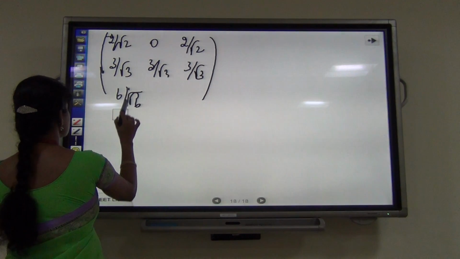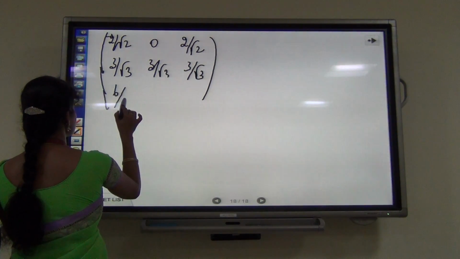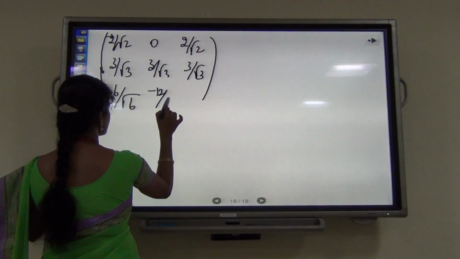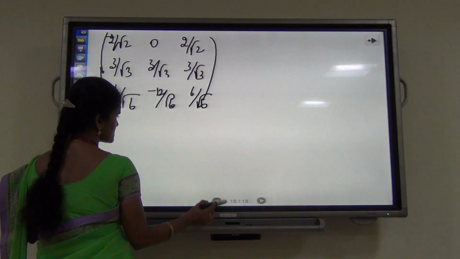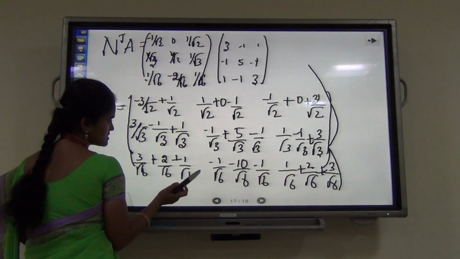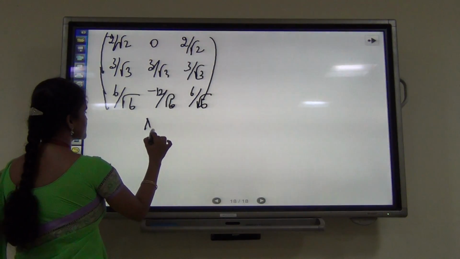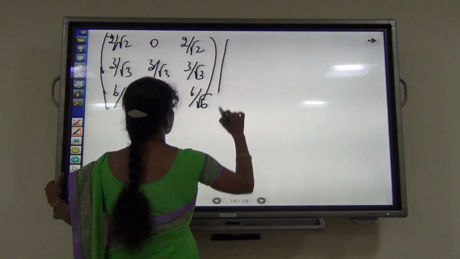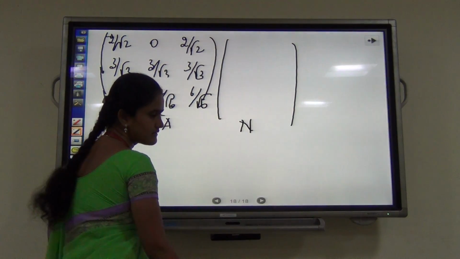6 by root 6. 6 by root 6 minus 12 by root 6. 6 by root 6. Let us check once again. Yeah, 6 by root 6 minus 12 plus 6 by root 6. Okay. Now what is this? It is actually n transpose A. Now this has to be multiplied with n.